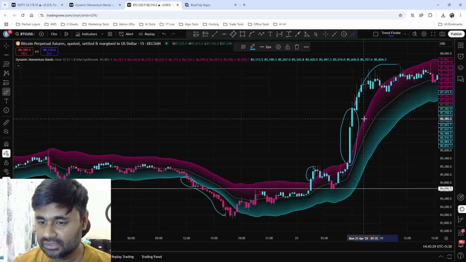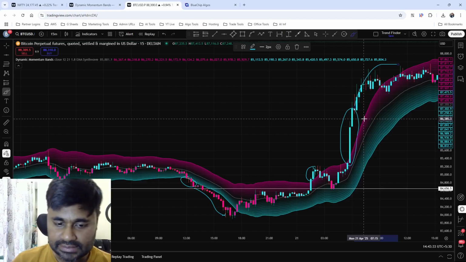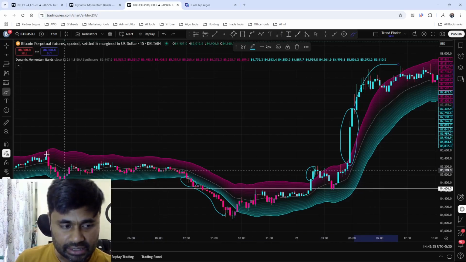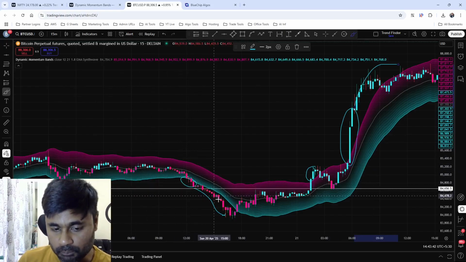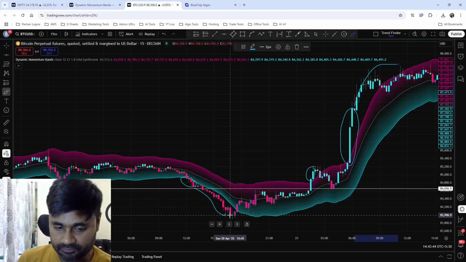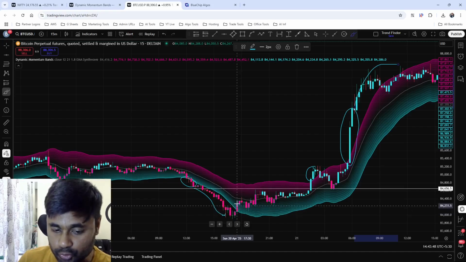And the second one is when two candles break out, you can do that. Now the third one is when you see the market, or some number of candles, going above or below this band. Now patiently wait until it comes back to that zone.